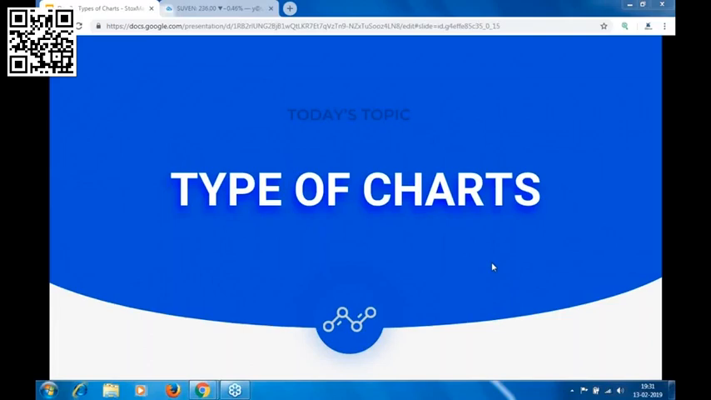So let's begin with today's session. Type of charts. Though we discussed types of charts yesterday, since we have a few new members in our group today, and our technical analysis course is going to start from today onwards, let's go through these types of charts once again.